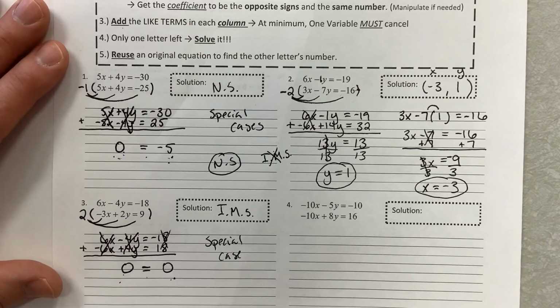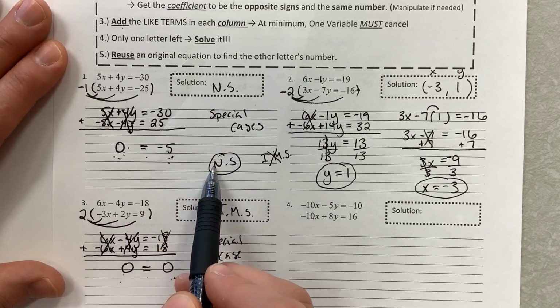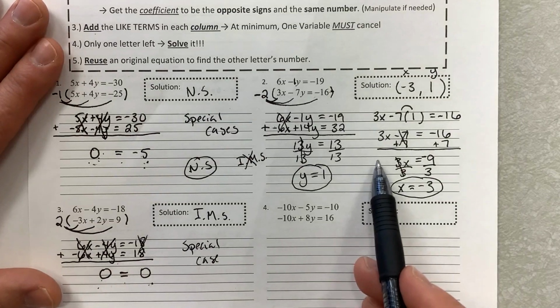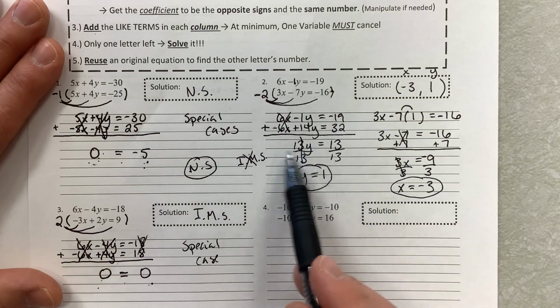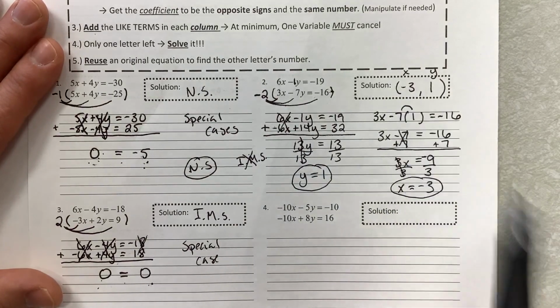Okay, so let's recap. Variables drop out, I'm left with two numbers that don't match: no solution. Variables drop out, I'm left with two numbers that do match: special case, infinitely many solutions. This one, I actually had nothing special. My variables didn't completely drop out. I was able to solve to get a point, negative 3 comma 1.